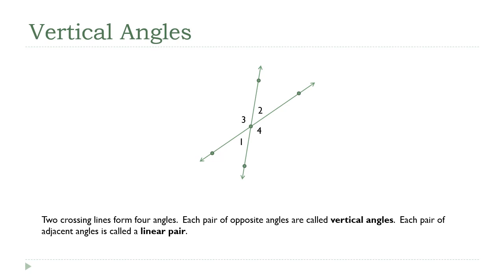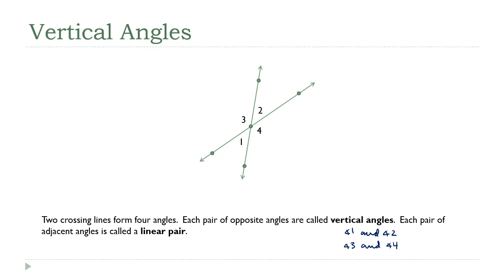Each pair of opposite angles are called vertical angles. So looking at the diagram, right? The vertical angles here would be angle 1 and angle 2, and angle 3 and angle 4. And each pair of adjacent angles is called a linear pair, right?